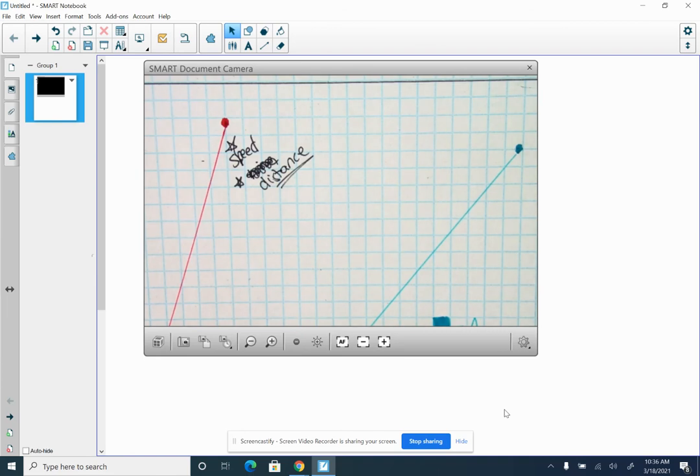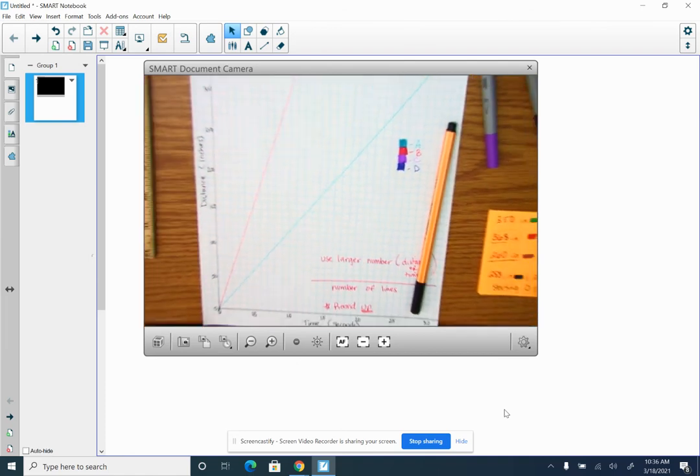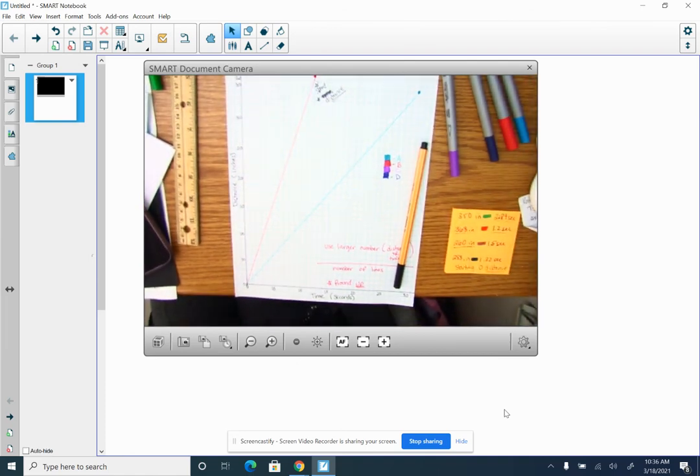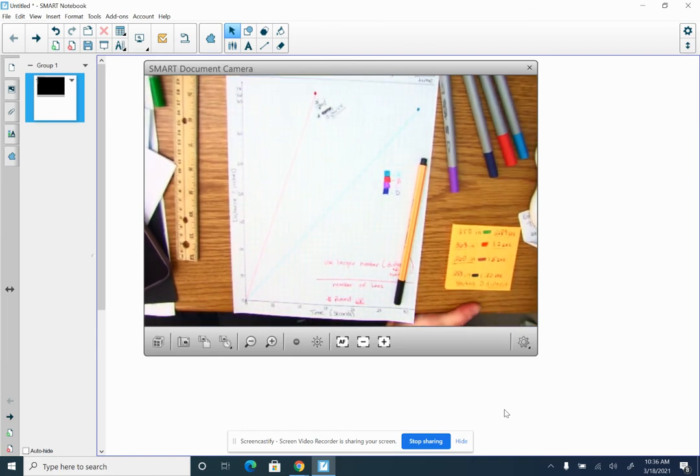Hopefully you guys get all that. If you have any questions, make sure you ask. You will be getting rated on your graph. This is something you've been doing in math, so hopefully you guys can remember to transfer your knowledge into science.